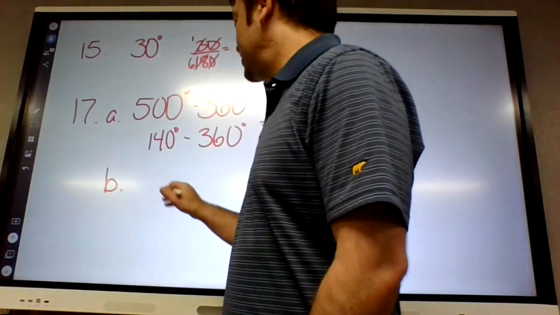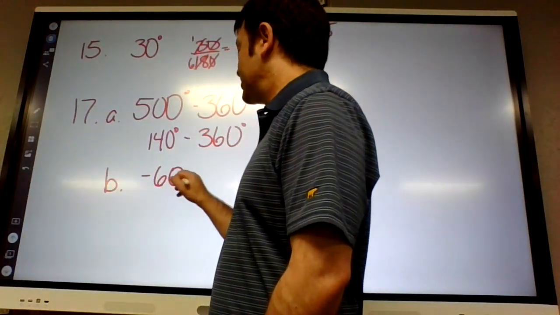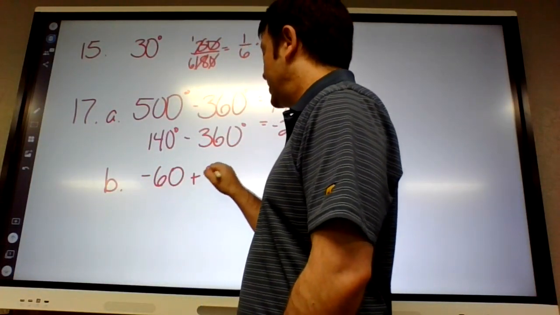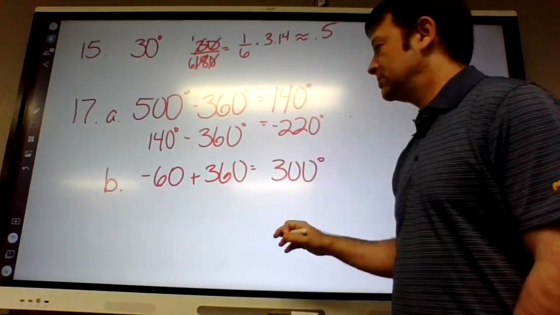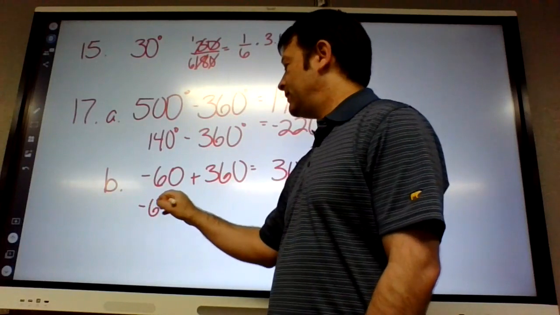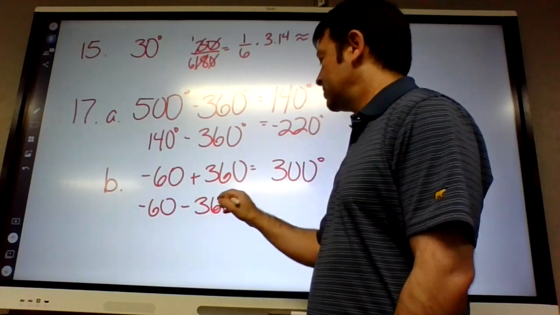So negative 60, how would I turn that into a positive coterminal angle? If I add 360, I'll get a 300 degree angle. And to get a negative angle, I'll subtract.